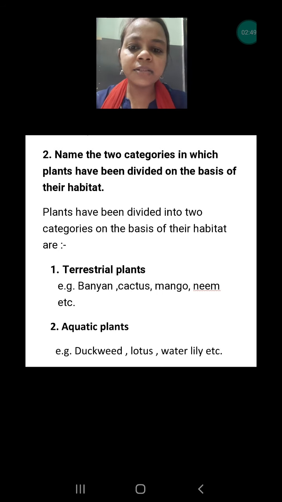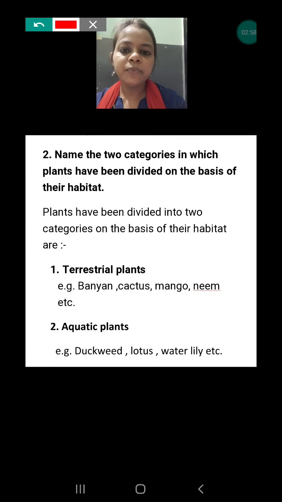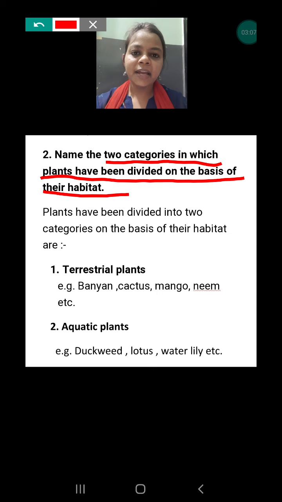Let's read this answer. Plants have been divided into two categories on the basis of their habitat. This line you can take from the question only. Two categories in which plants have been divided on the basis of their habitat are... So I have not added any extra line. I have just taken help from the question. You can also do the same thing. Take help from the question only. More than half of the question comes in the answers. In this way you can frame your answer nicely.